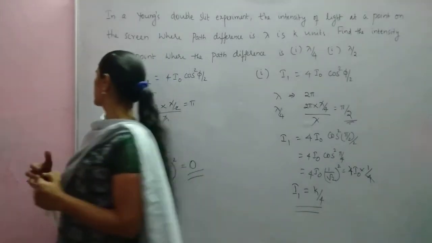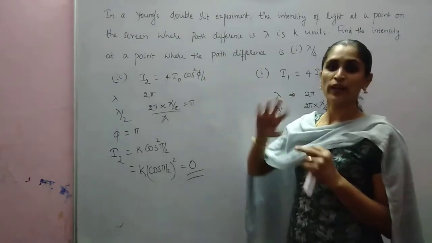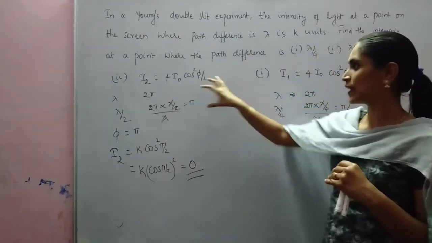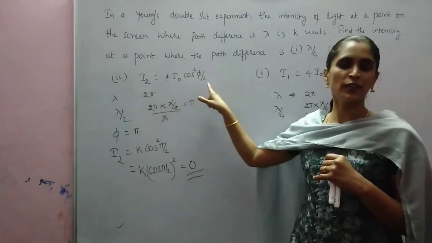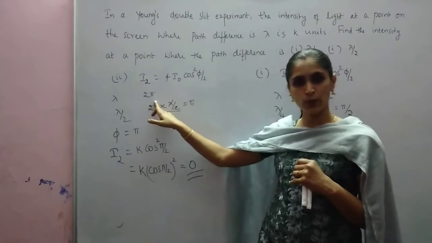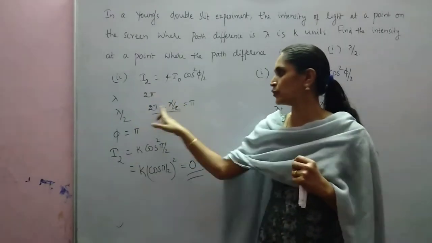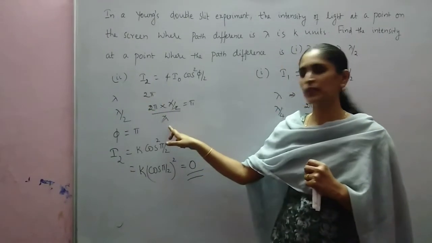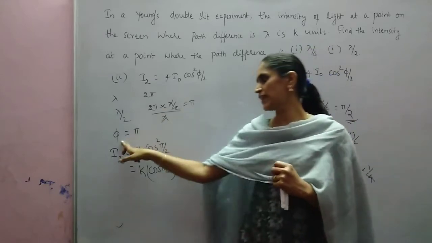Before discussing that problem, those who cannot understand that one, once again we can see how we got that phase angle. We have written the formula I2 is equal to 4I0 cos square phi by 2. Then corresponding to lambda, the phase difference is 2 pi. Corresponding to lambda by 2, the phase difference is 2 pi into lambda by 2 by lambda. Lambda will get cancelled, 2 will get cancelled, we get pi. So phi is equal to pi.